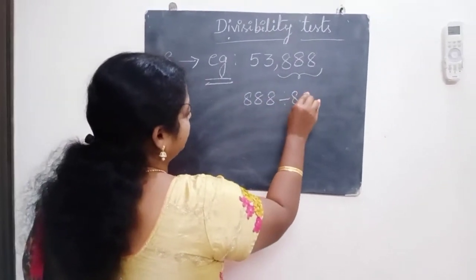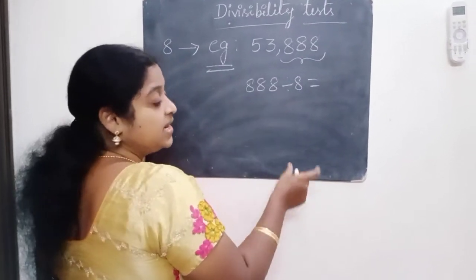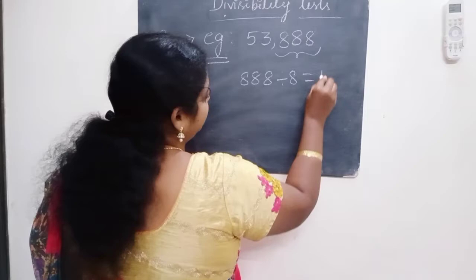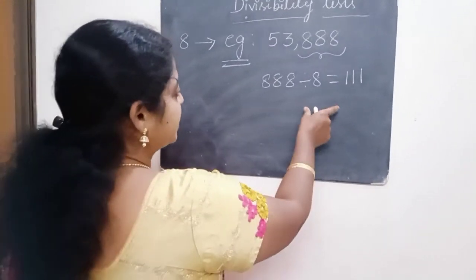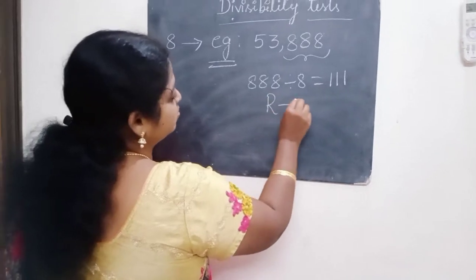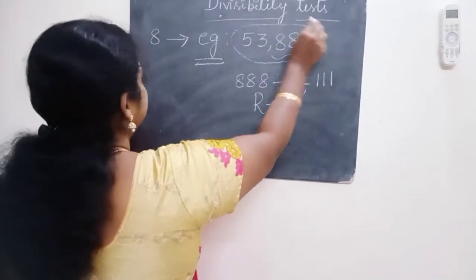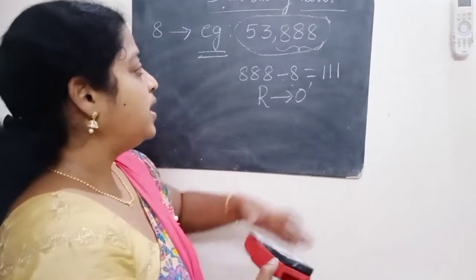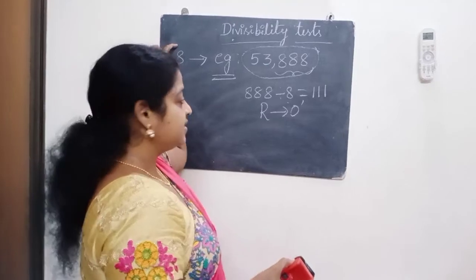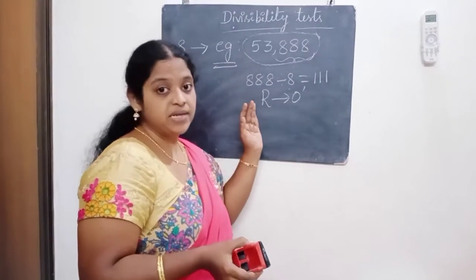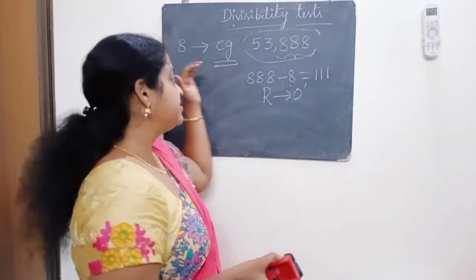Divisible by 8 or not, you have to check whether 8 is dividing this number exactly or not. Check this one, you will get the answer 111. So you are getting the exact answer and the remainder is 0. So you can say that the total number is divisible by 8. So the last 3 digits should be divisible by 8 exactly, that means the remainder should be 0. So the given total number is divisible by 8.